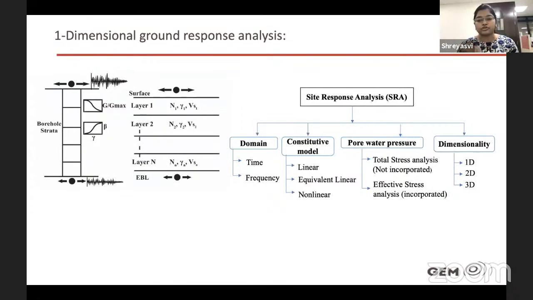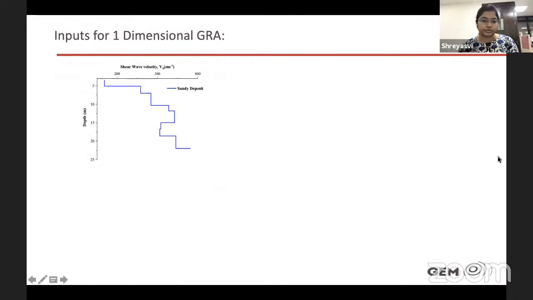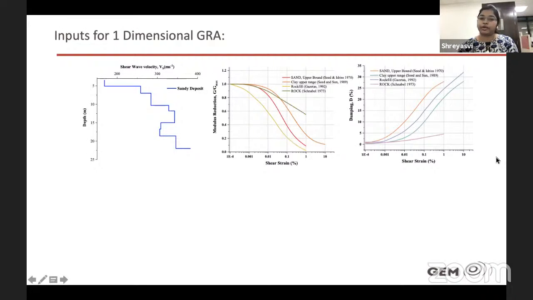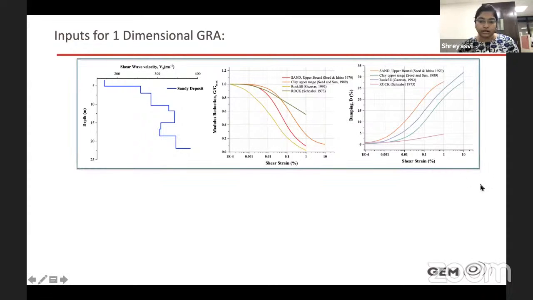Again, the choice of the type of site response analysis depends upon what exactly we are looking at in the end product. If you're going for a very critical infrastructure, then we have to go for more advanced and more sophisticated techniques to estimate the site response. I will be talking mostly about one-dimensional site response today. A couple of input parameters needed for just the soil modeling part are the shear wave velocity profile, shear modulus, and damping.